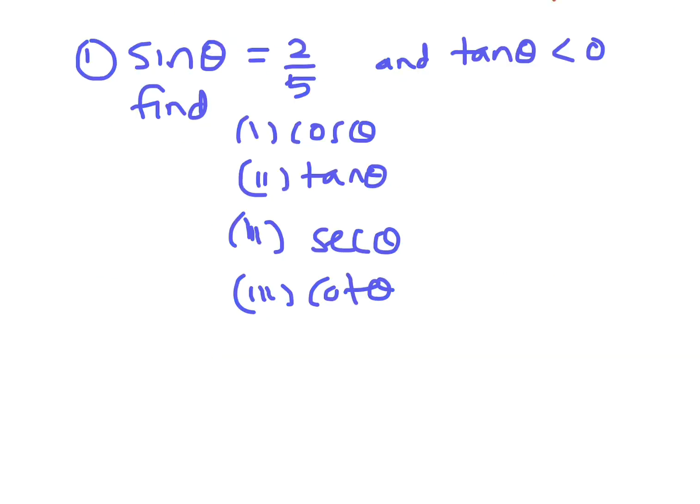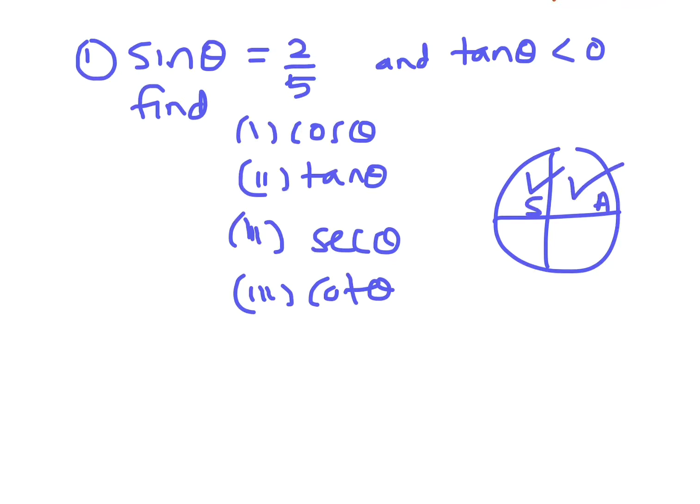Okay, so sine theta is 2/5. Tan theta is less than 0. That means sine theta is 2/5, so sine is positive, quadrant 1 and 2. And tan is positive in 1, tan is negative in 2 and 4. So that means that the angle will be in quadrant 2.